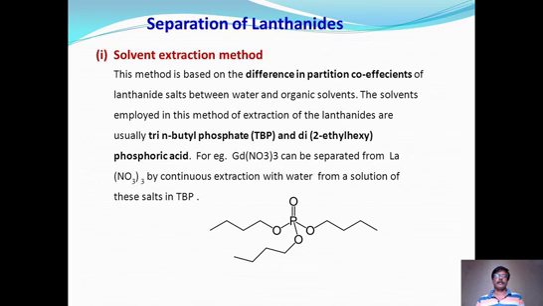So this is the structure of TBP. It is tributyl phosphate. So the organic-soluble lanthanides come into this TBP and the others will remain in water. The difference in the partition coefficients of lanthanides between water and organic solvent is the main key principle behind separating lanthanides by using the extraction method.